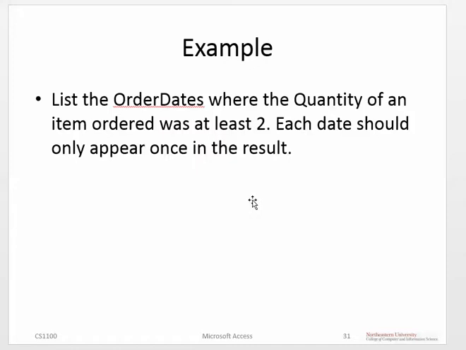Here's another example. List the order dates where the quantity of an item ordered was at least 2. And each date should only appear once in the result. So go stop the video, try this out before I show you the solution.